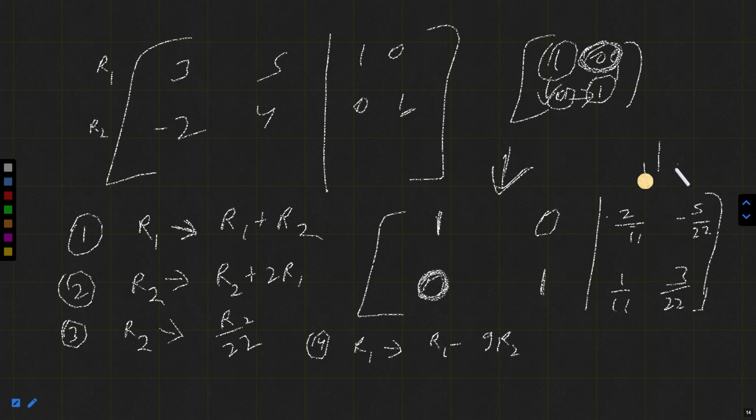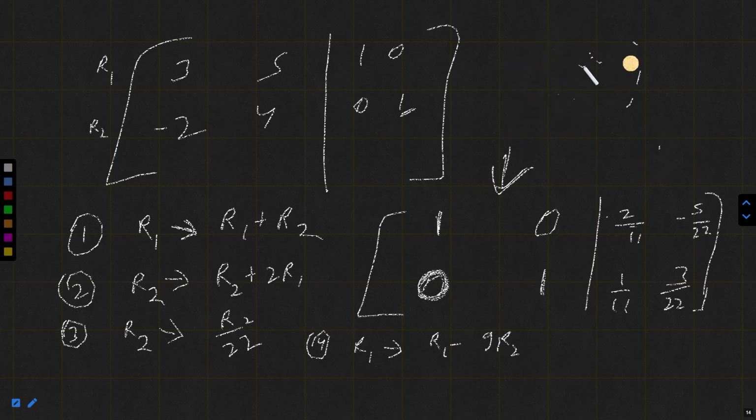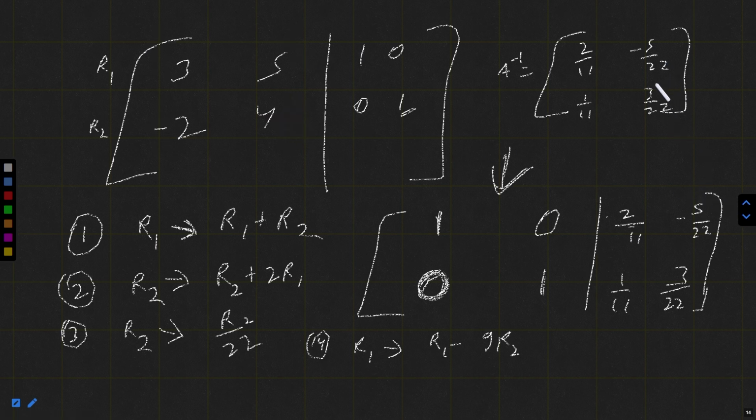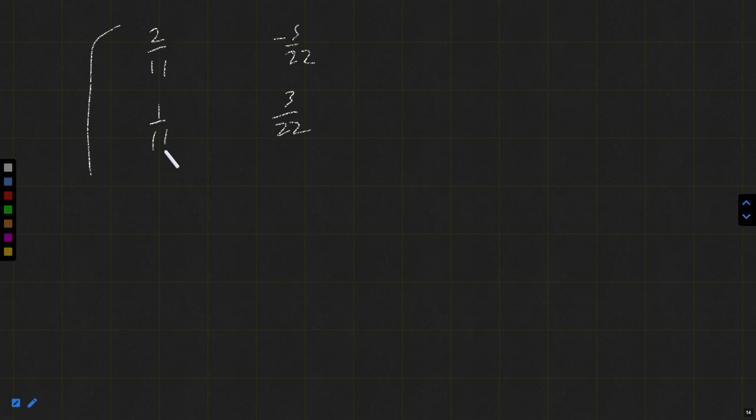Okay, so let us verify that indeed we are getting the correct answer or not. So A inverse will be 2 by 11, 1 by 11, minus 5 by 22 and 3 by 22. Okay, clear? So yes, minus 5 by 22, 3 by 22. Clear? If I made any mistake, please do verify.